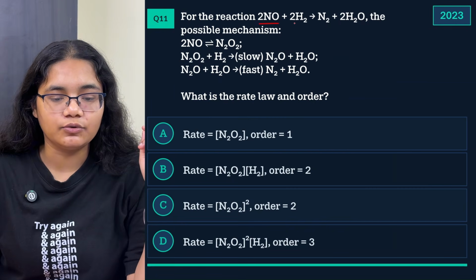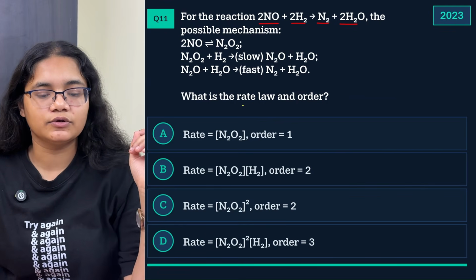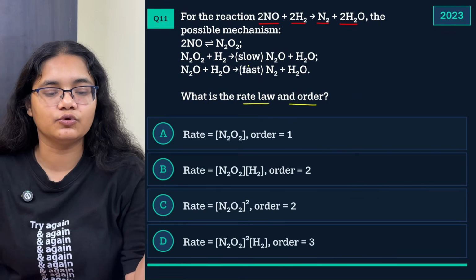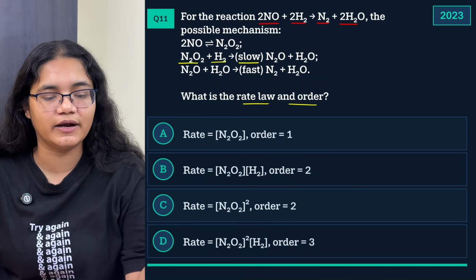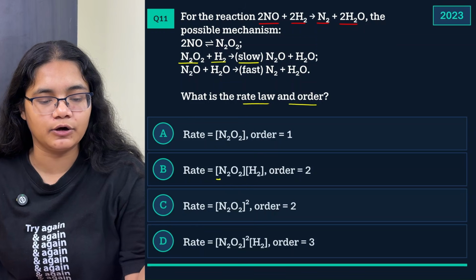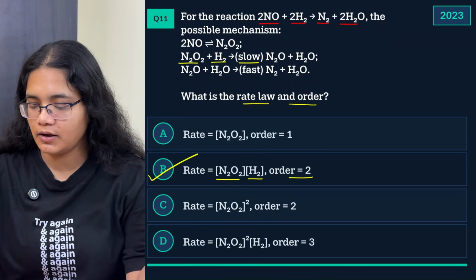Next, for the reaction 2NO plus H2 gives you N2 plus 2H2, the possible mechanism is given. So what is the rate law and the order? See, the slower step always determines the rate law. So here N2O2 and H2 are there, so rate will be equal to k of N2O2 and H2, and the order will be 2. So the correct answer will be option B here.